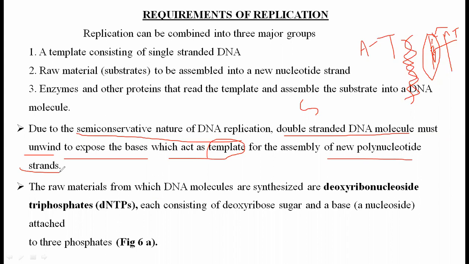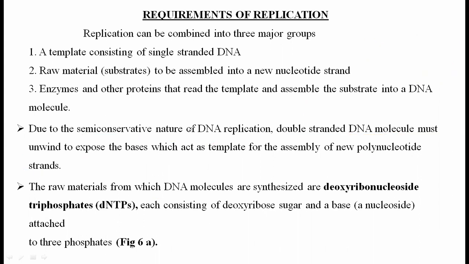Fine. So the first thing is it has to unwind to expose the bases to serve as the template for the synthesis of the new nucleotide strand. That's the first thing. Your DNA template is available now. Now, what is the raw material? Raw material is deoxyribonucleoside triphosphate, dNTP. It is called dNTP. What is dNTP? I will tell you.